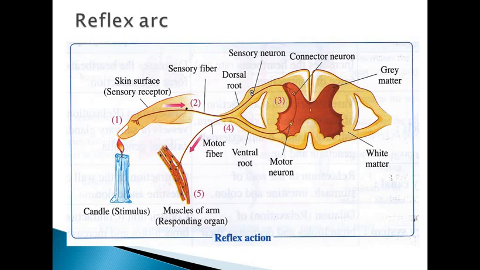The receptor in your skin feels the heat of the flame of the candle, and the impulse is passed through the afferent neuron. The afferent neuron is a sensory nerve that passes through the dorsal root till it reaches the spinal cord. In the spinal cord, the sensory neuron is connected to the connector neuron or intermediate neuron. Then the impulse will pass to the motor neuron, which passes in the ventral root till it reaches the muscle and gives it the order to contract and go away from the flame of the candle.